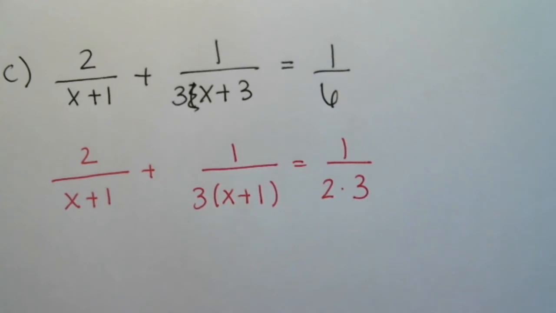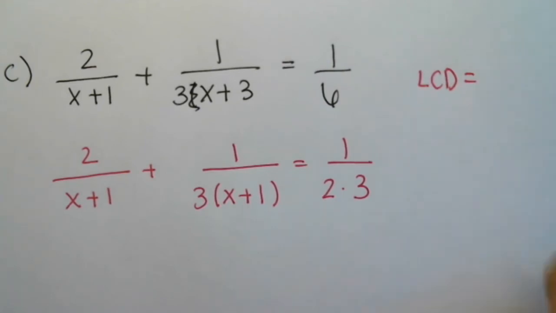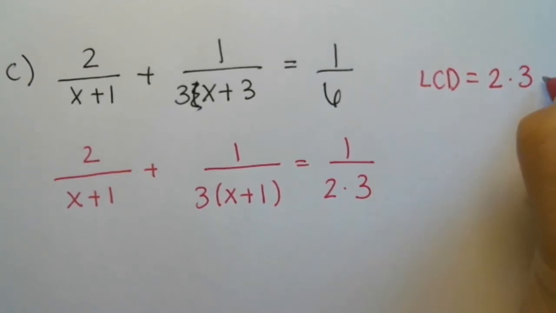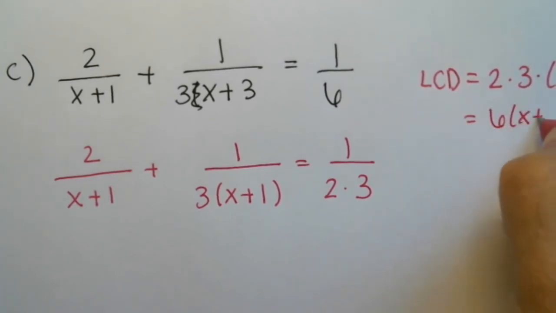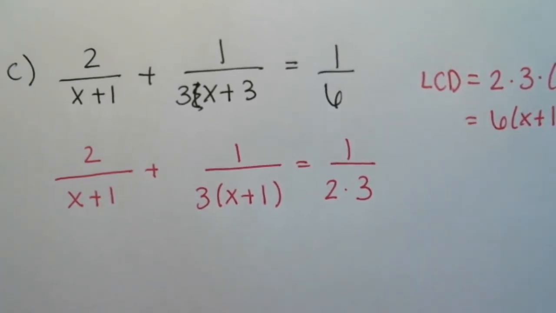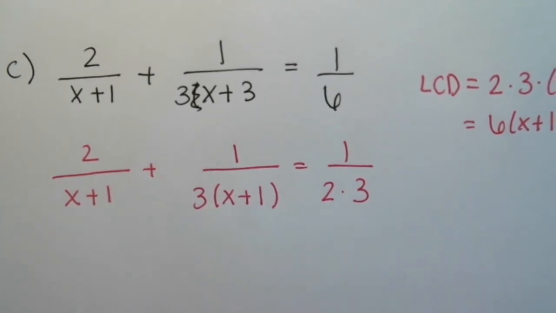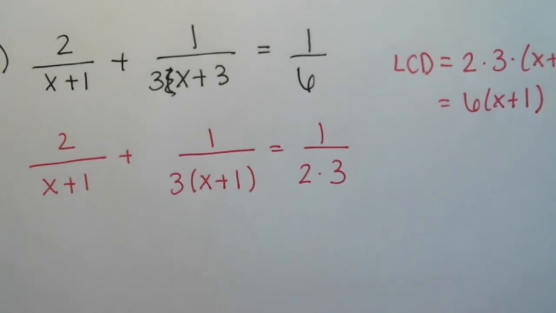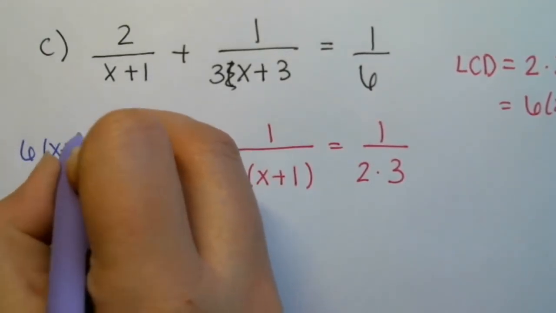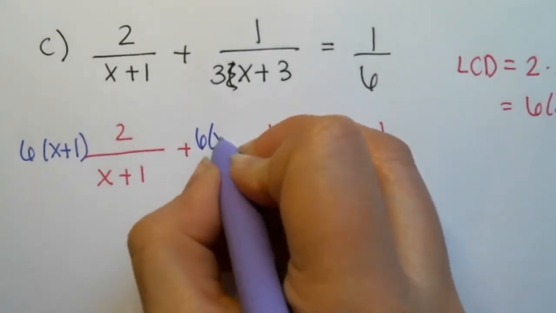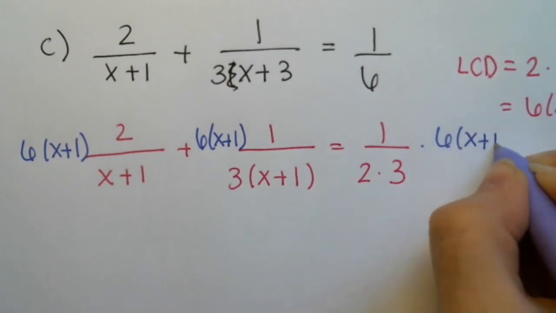That lets me see that the LCD is going to be the product of the unique factors, so 2 times 3 times x plus 1, or 6 times x plus 1. And I'm going to multiply each of these terms by that LCD. So here I'm going to multiply by 6 times x plus 1. Here I'm multiplying by 6 times x plus 1. And here I'm multiplying by 6 times x plus 1.